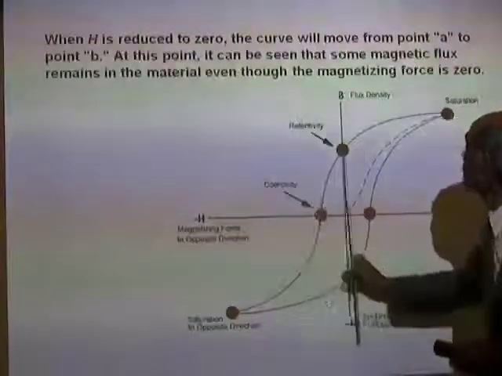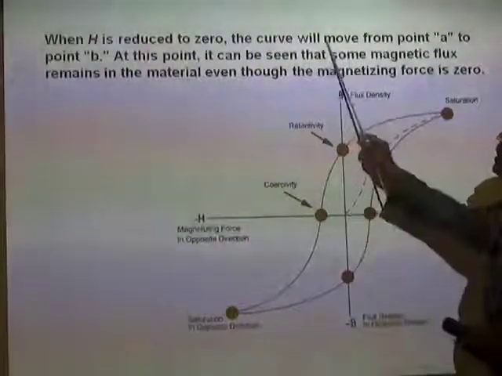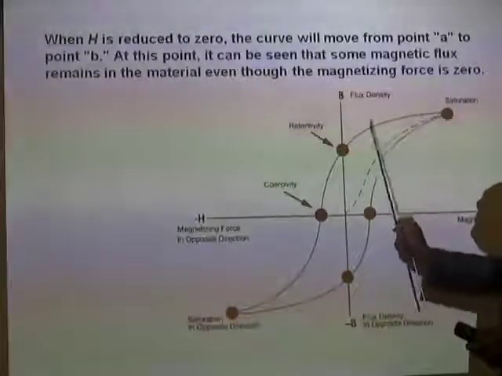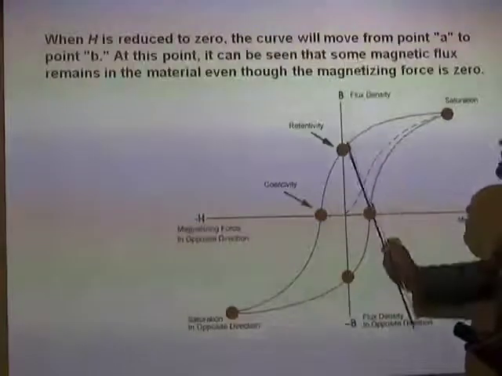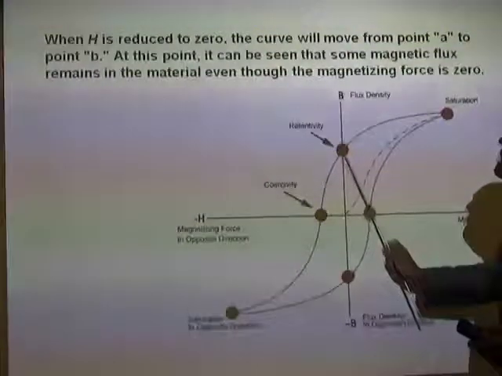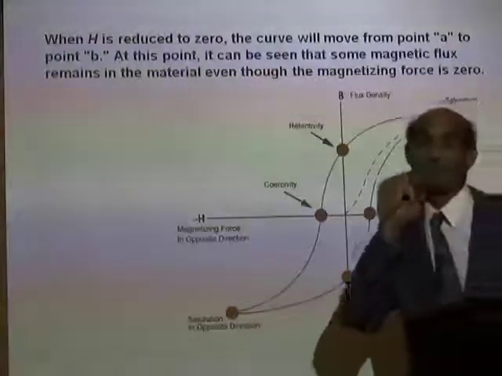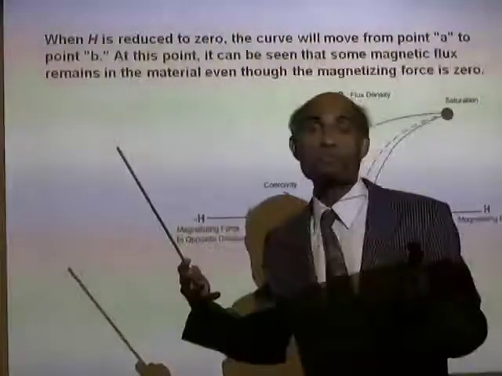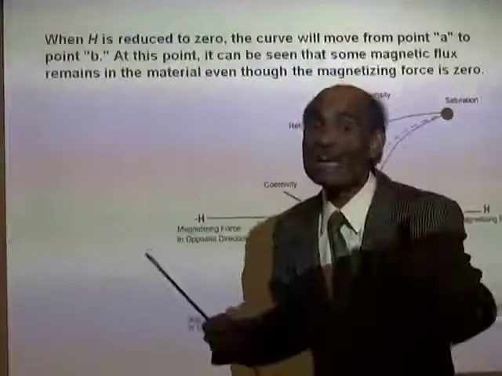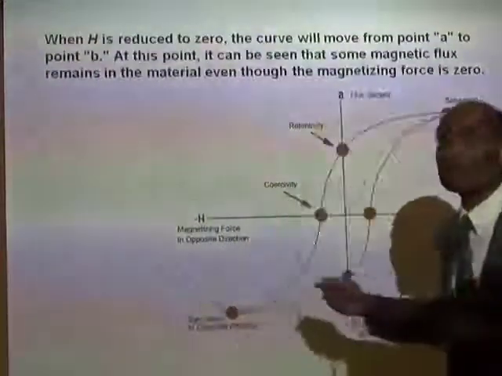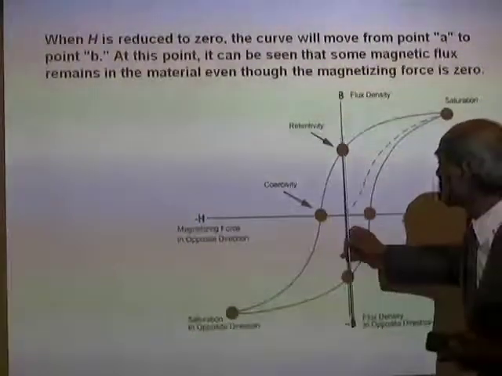When H is brought back to zero, the curve will move from point A to point B. At this point, it can be seen that some magnetic flux remains in the material, even though the magnetizing force is zero. Now remember, this discussion is purely for ferromagnetic materials, which retain some magnetism even when the magnetizing force is removed.